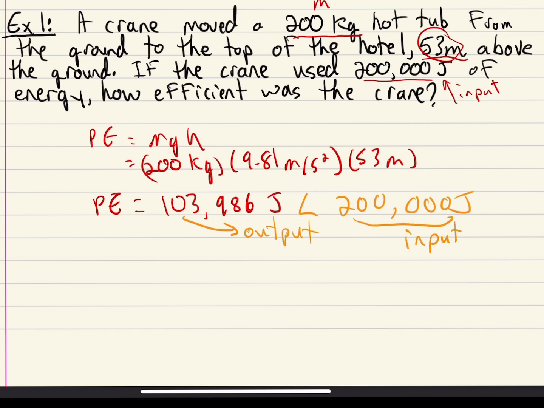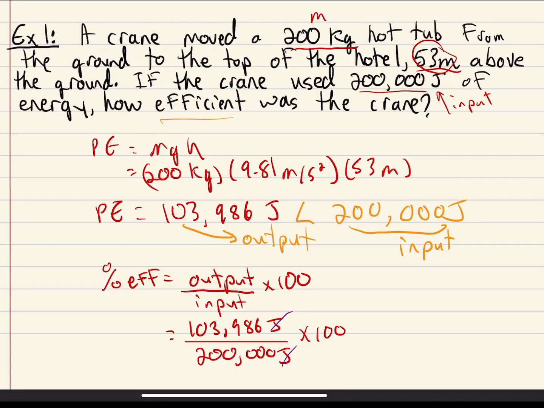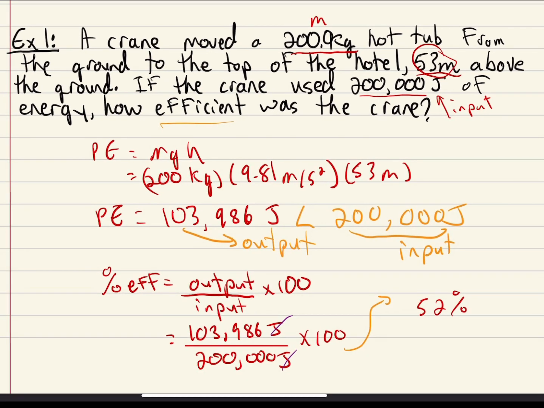So with that in mind, we now have enough information to solve for the efficiency of the crane. Using the formula, we get an efficiency percentage of about 52% when we include the appropriate number of sig digs. Actually, in the question, it just says 200.0, and this one is 0.0 as well, 52%. Let's look at another example.